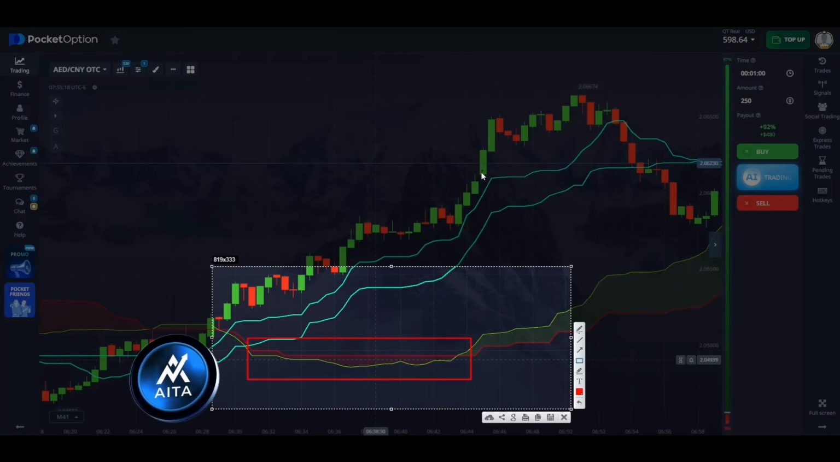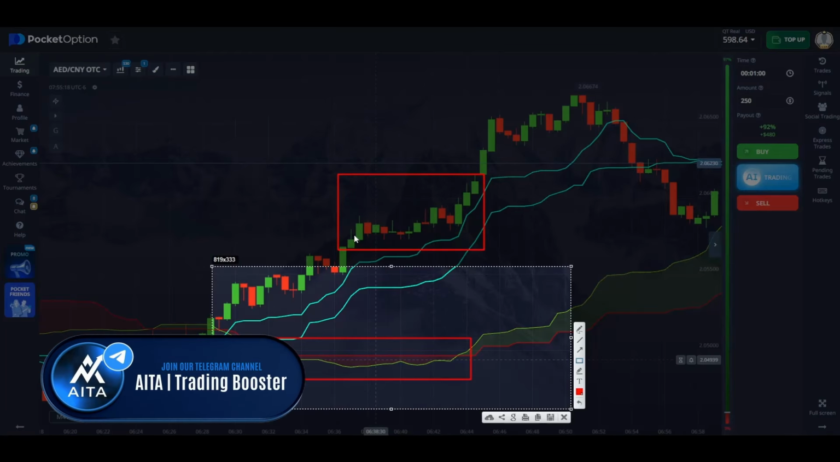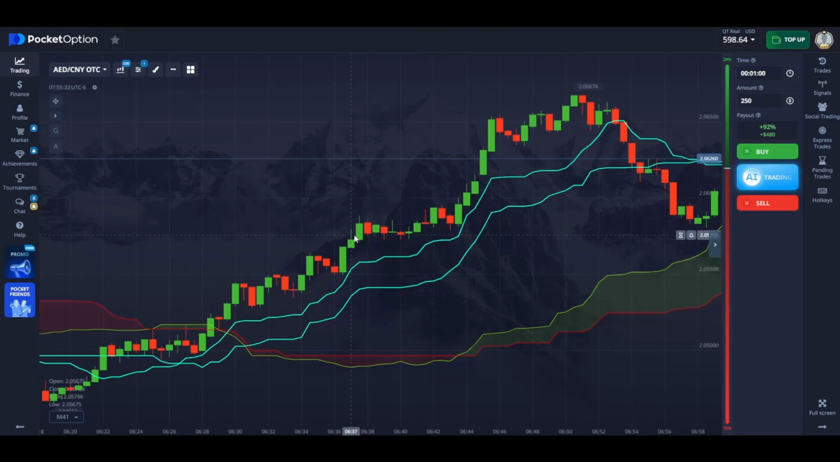the candles here are also very small, which means the volatility is low. Basically, the wider the candles, the higher the volatility. The narrower they are, the lower the volatility. That's an interesting fact about the market.